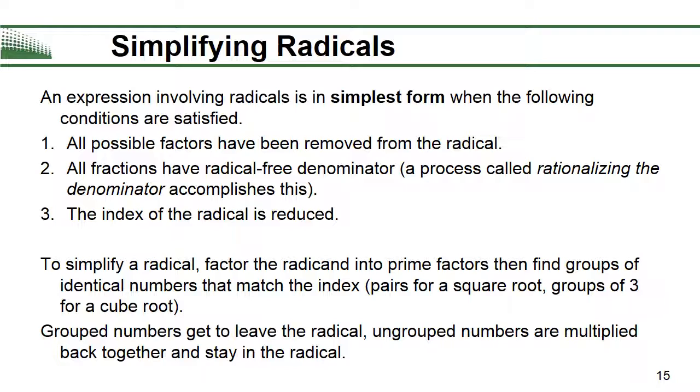To simplify a radical, factor the radicand, that's the number under the root, into prime factors, and then find groups of identical numbers that match the index. The index is the number on the root. So if it's a square root, you're going to find pairs. If it's a cube root, you're going to do groups of 3. Grouped numbers, numbers that have a partner, get to leave the radical and go outside. Ungrouped numbers get multiplied back together and they stay inside the radical.